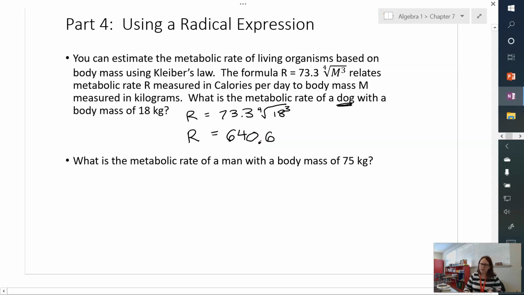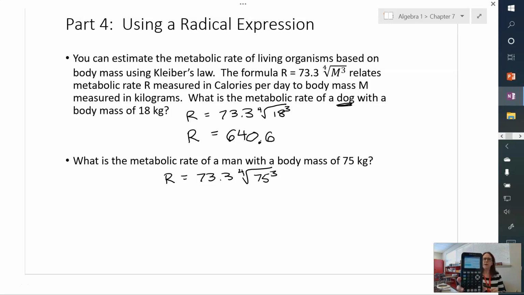640.6. And then it says, what is the metabolic rate of a man with a mass of 75 kilograms? So now where that 18 was, we're going to put in 75. I'm going to do the 4th root of 75 cubed. Neat trick you can do on your calculator is arrow up to where you'd entered it. Press enter. That lets me go in and change it. I'm going to change that 18 to a 75. I'm going to hit this back arrow until I get to the 18, and I'm going to put a 7 and a 5 in its place. This time I got 1,868.1.